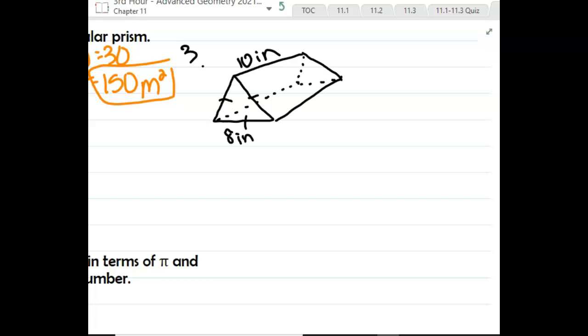So once again, it's all the same formula. To find the volume, we need to first find the area of the base. Like we did on the last one, the base is a triangle, right? Because those are the parallel congruent faces. So I need to take 1/2. What's the base of my triangle? 8 times the height. Now remember, it's the height of the triangle.